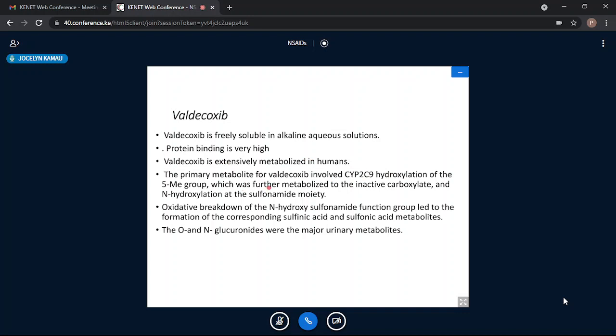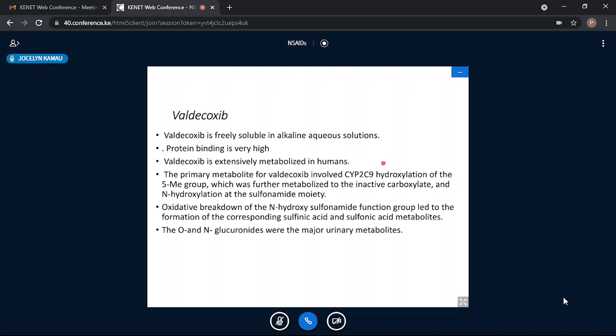It is extensively metabolized. So the primary metabolite for valdecoxib involved, again, I think I have given you those structures. So please look for them so that you can appreciate the difference in these structures. There's valdecoxib, and the valdecoxib has the methyl. Valdecoxib still has the sulfamyl group.